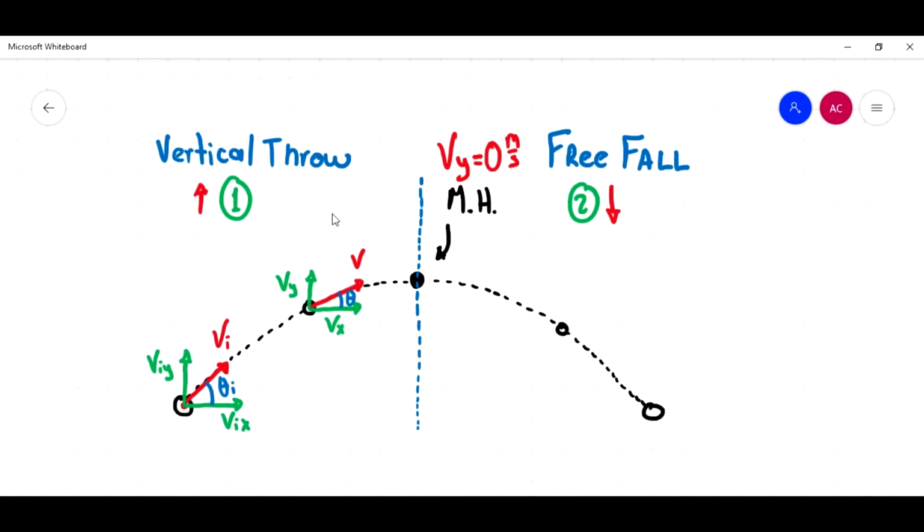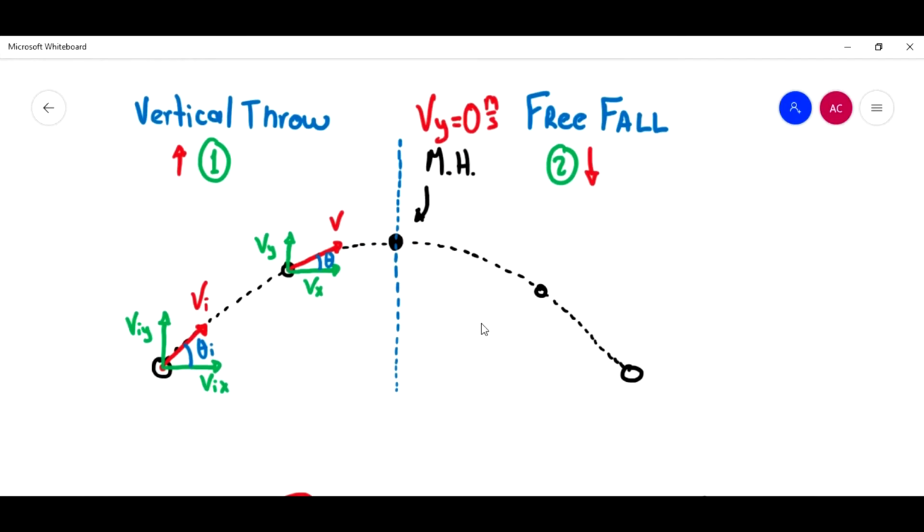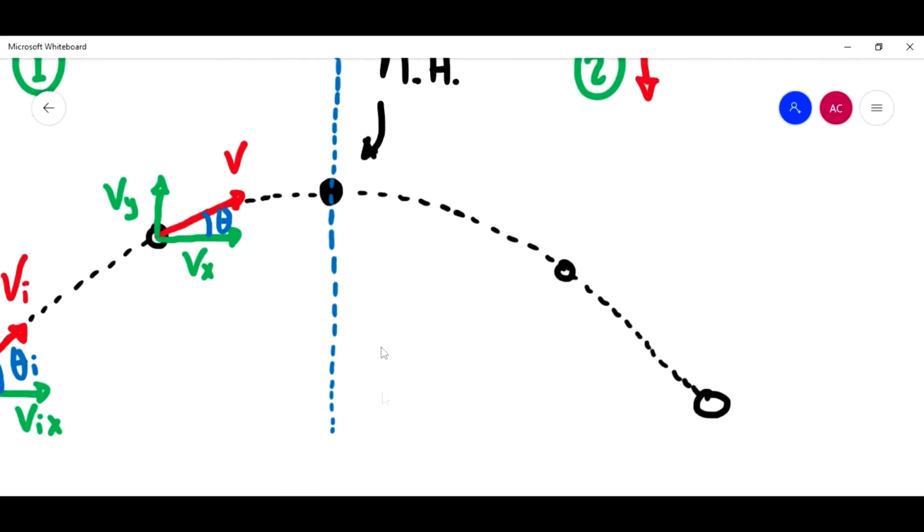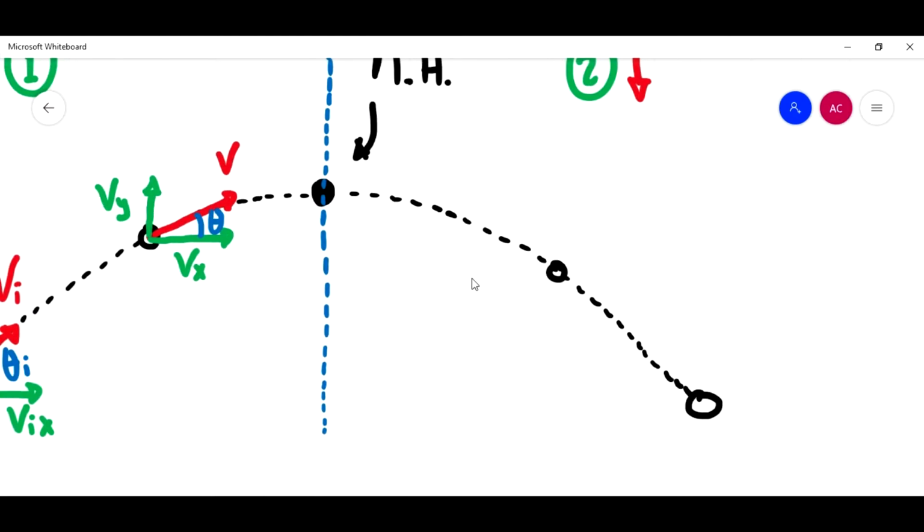So when we solve problems like this, it is the same as vertical throw. I can choose segment number 1 or segment number 2, but I repeat, this is in the y dimension, because this motion is in 2 dimensions, x and y. Remember, in segment number 2 the velocity would be something like this.